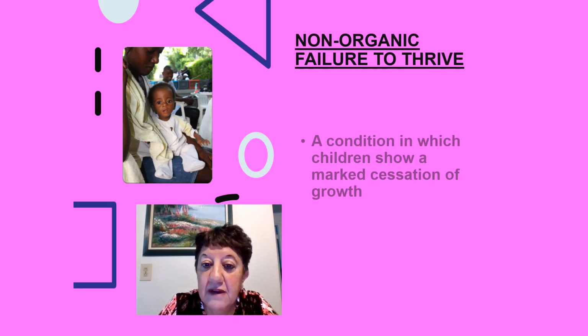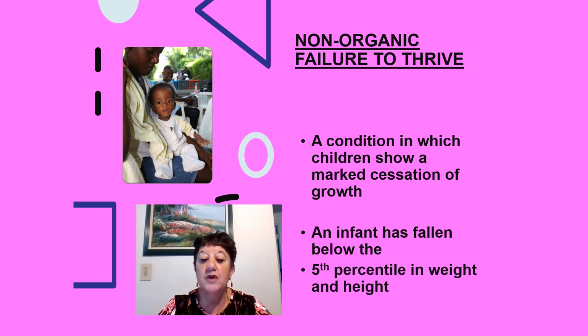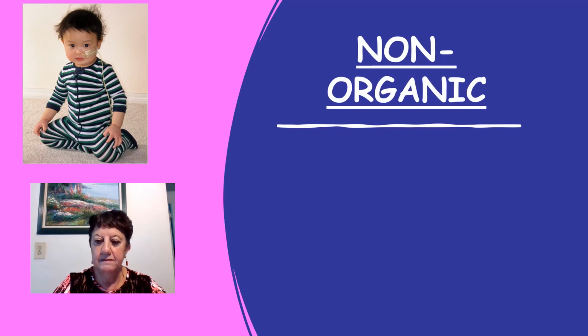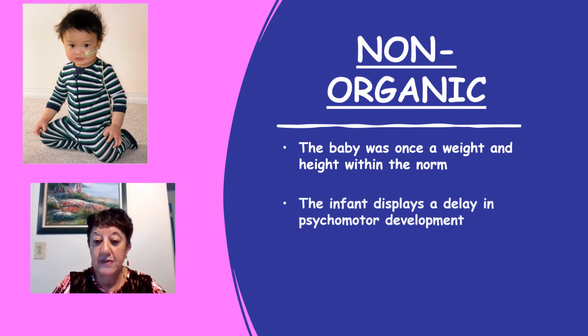And then we have non-organic failure to thrive. Okay, non-organic failure to thrive is a condition in which children show a marked slowing of growth. In other words, they aren't hitting all of their milestones, and an individual has fallen below the 5th percentile in weight and height. So there's non-organic failure to thrive, meaning that the child was once a weight and height within the norm, and they fail to thrive because there's inadequate bonding. In other words, the child doesn't get enough love and often enough stimulation. And the infant displays a delay in psychomotor development. There's also organic failure to thrive, where there's some physical situation.